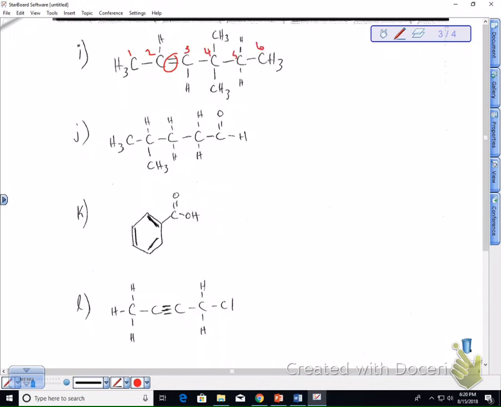I can see right away this is the longest chain. So this is going to be a hex, and instead of a hexane, it's going to be a hexene because of the double bond. Where is the double bond? It's on carbon 2, so this is going to be a 2-hexene. And now let's acknowledge the substituted groups. I only really have 2. They're both methyls, and they're both on carbon 4. So this is going to be a 4,4-dimethyl-2-hexene.